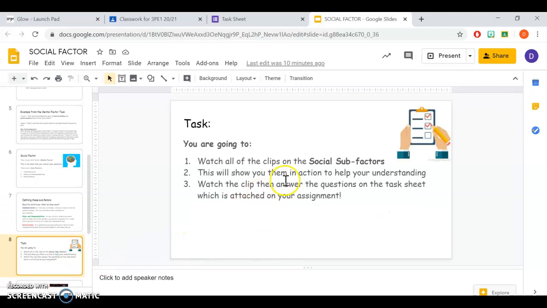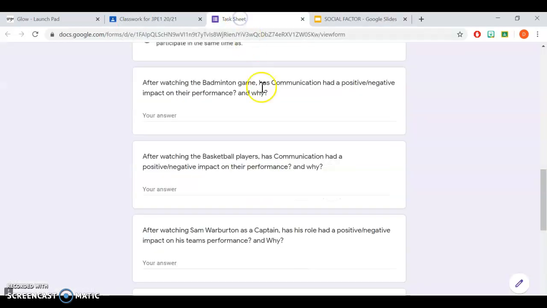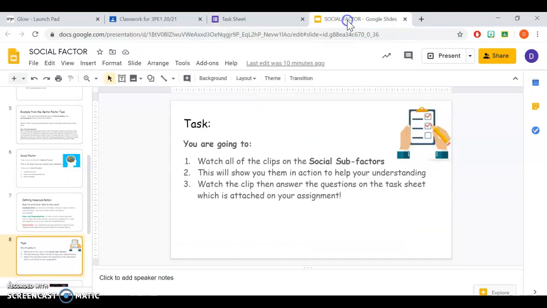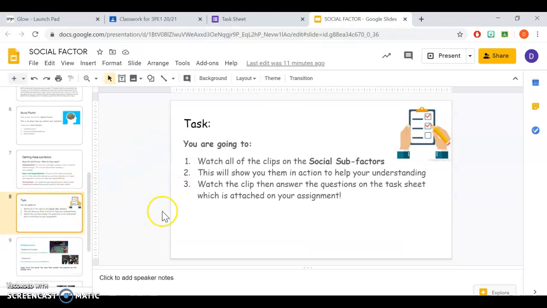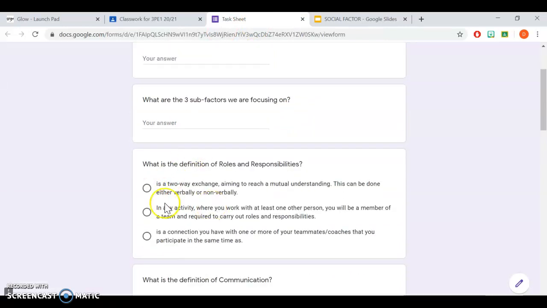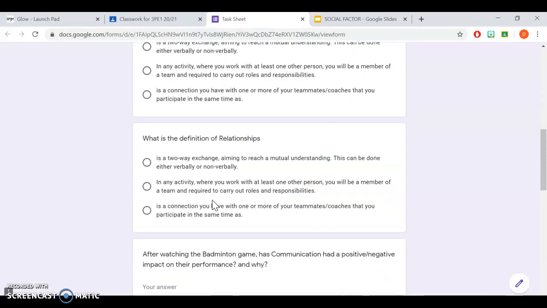So the task is always watch all the clips on the social sub-factors, and then after that, go into the Google form and answer the questions. So you might have, as I've done here, the task sheet in one of the tabs and then the social factor in the next one, just so you can switch back and forward.